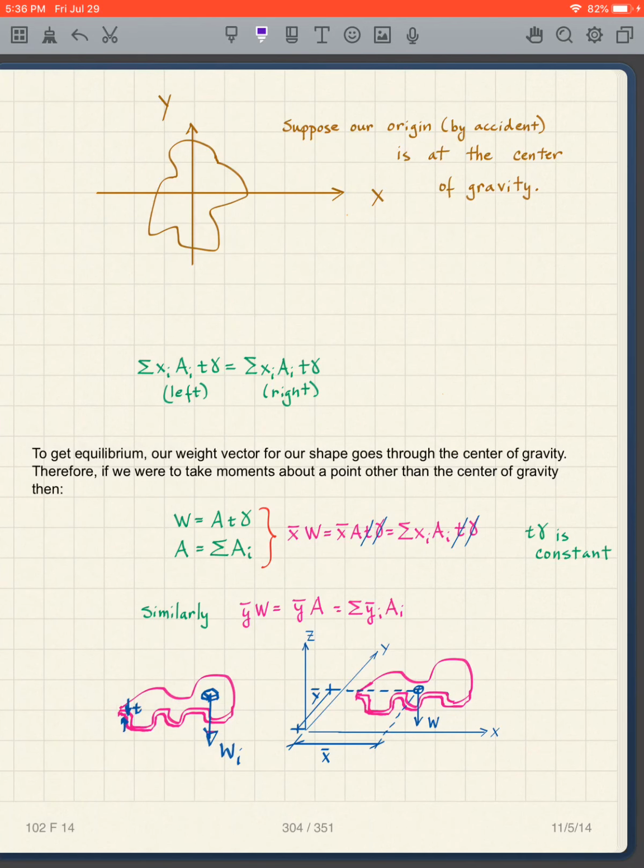So now, suppose, for instance, that our origin in our x and y is at the center of gravity. Now, let's just say that happens.